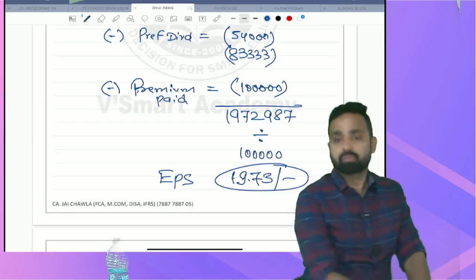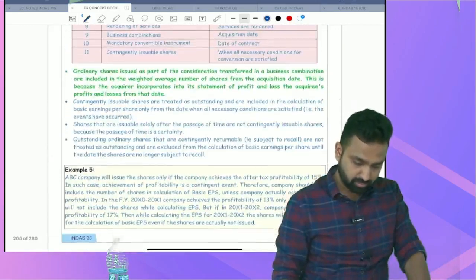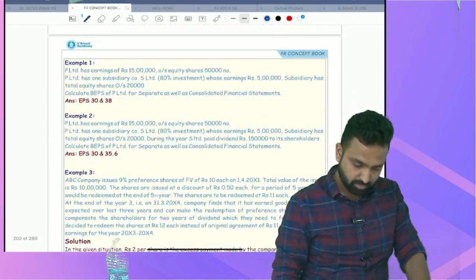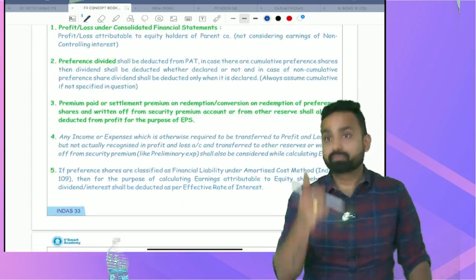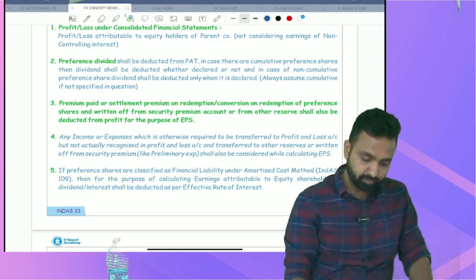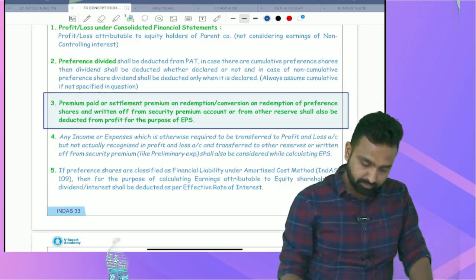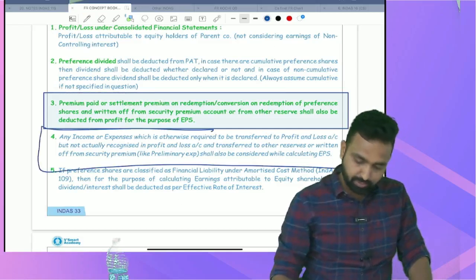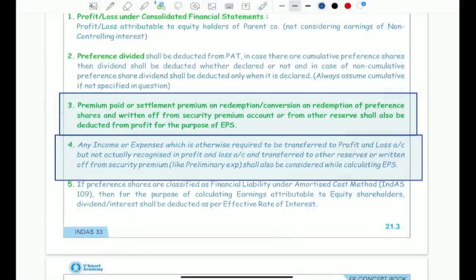Okay, done? You asked me one doubt now. Securities premium. See, it is written in the concept book. This one. Even this one. These two are the concepts. If you read, you'll find.